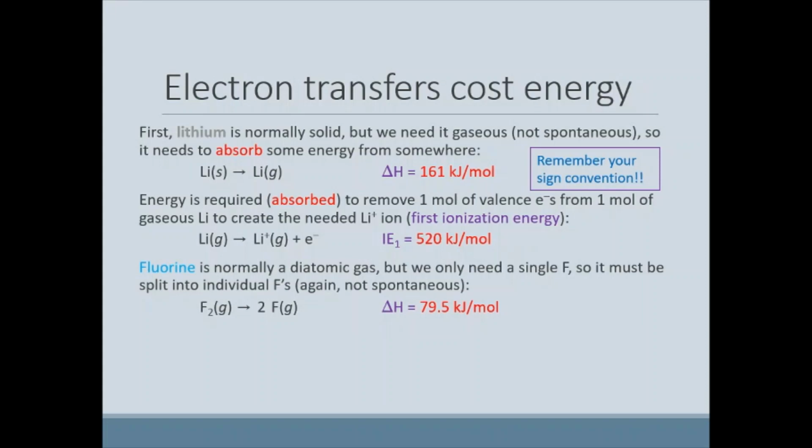We refer to this as the bond energy. It's just saying that the diatomic molecule of fluorine has to absorb 79.5 kilojoules of energy in order for that F2 to break down into 2 separate Fs.